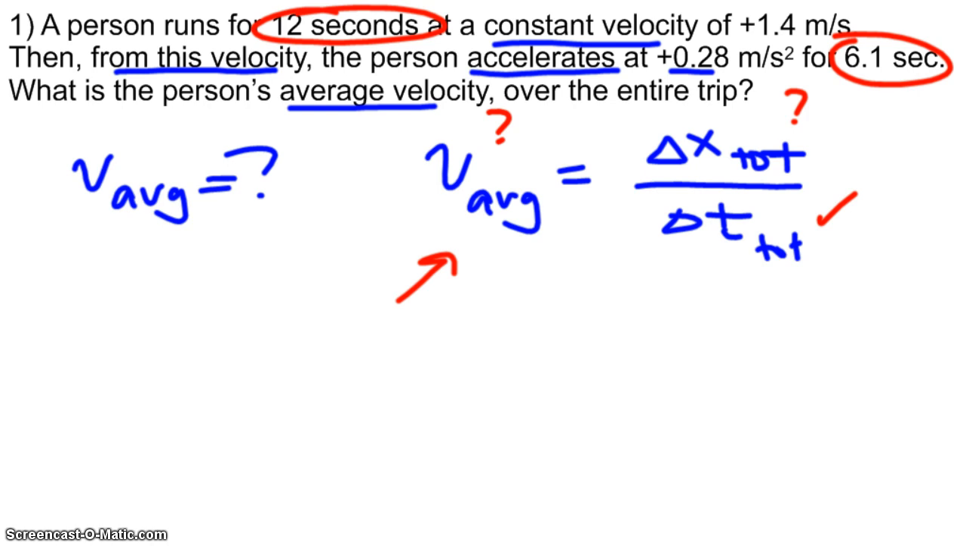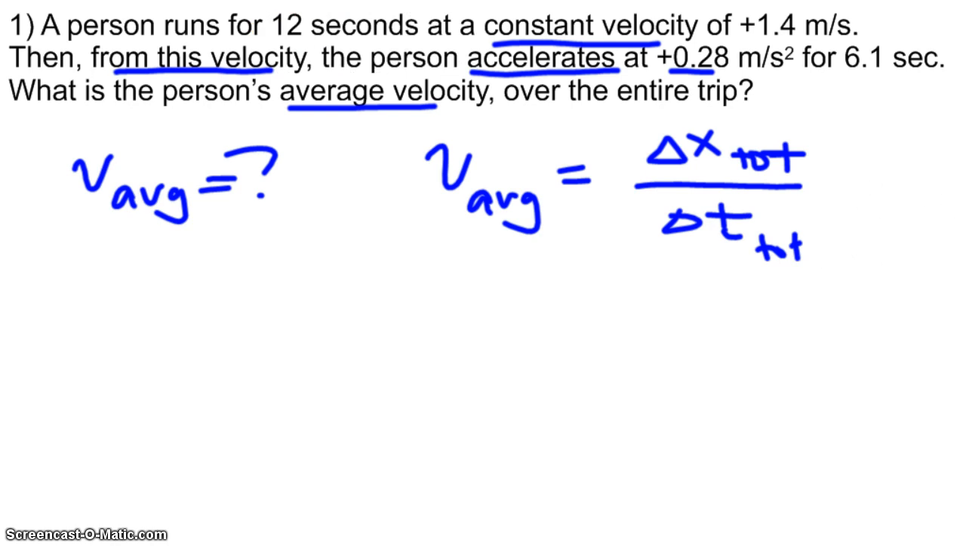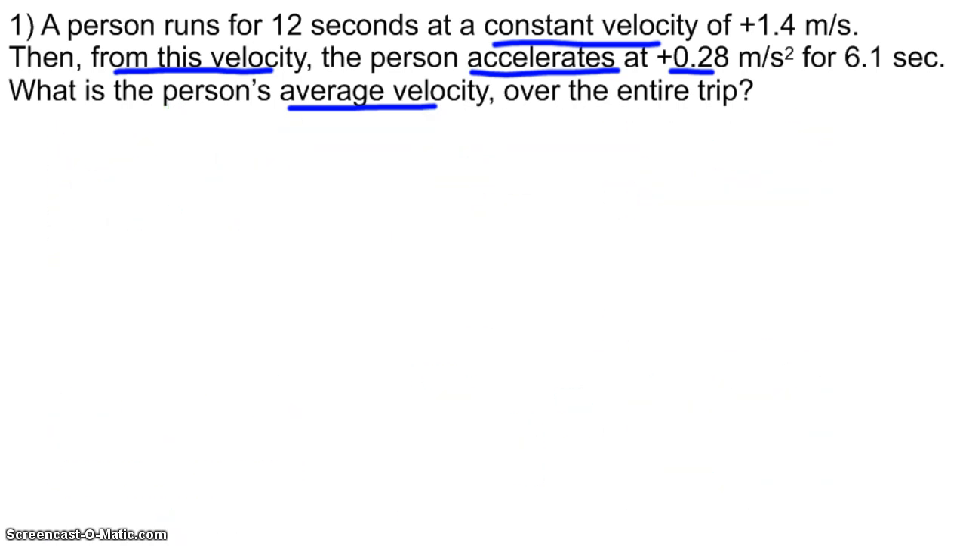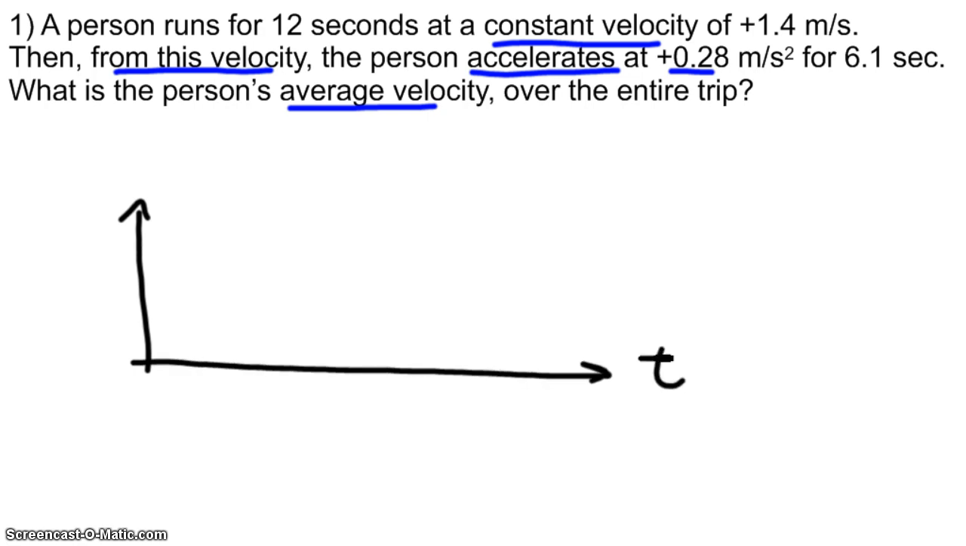But I really don't know the total displacement yet. Can I calculate the total displacement as a single value? Well, let's think about that. To answer the question, could I calculate delta x total just as one whole thing? To answer it, I'm going to move these things away just briefly, and we're going to look at a velocity time graph for the woman's trip.